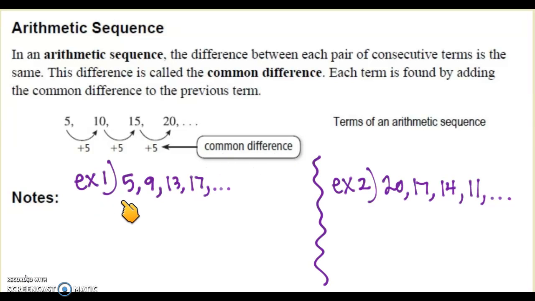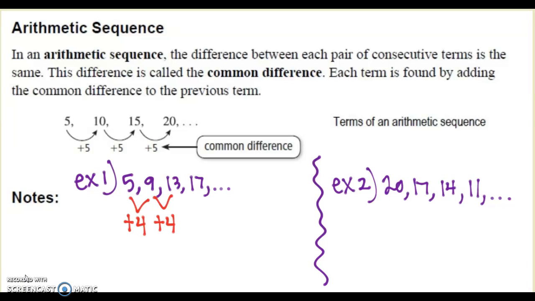In example 1, I see that my numbers are increasing. We're going from 5 to 9 to 13 to 17. That means my common difference is going to be a positive number. What number could we add to 5 to get to 9? Well, that number is going to be 4. And what number could I add to 9 to get to 13? That number is going to be 4.